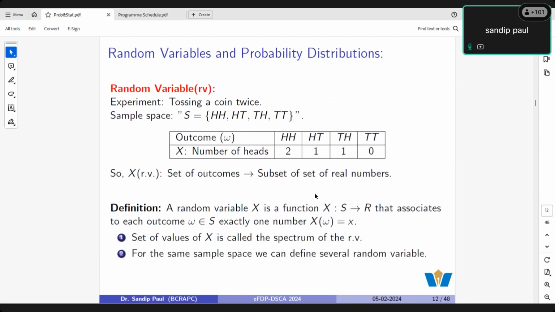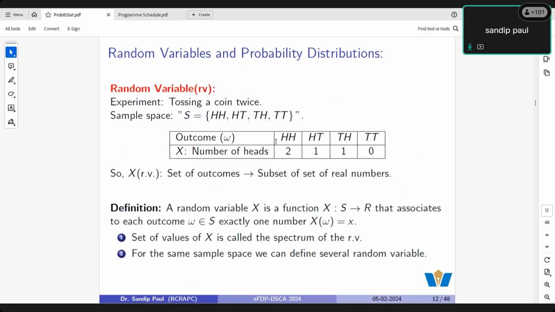Now we'll learn how to convert this. Till now we have learned probability in terms of events. But suppose we are defining a number related to a particular event. In that case, we have to know the concept of random variables. First of all, we define what a random variable is. Suppose we are tossing 2 coins, or tossing a coin twice. In both cases the sample space is the same. So we may have this type of sample space: HH, HT, TH, TT. 4 possible outcomes are there.